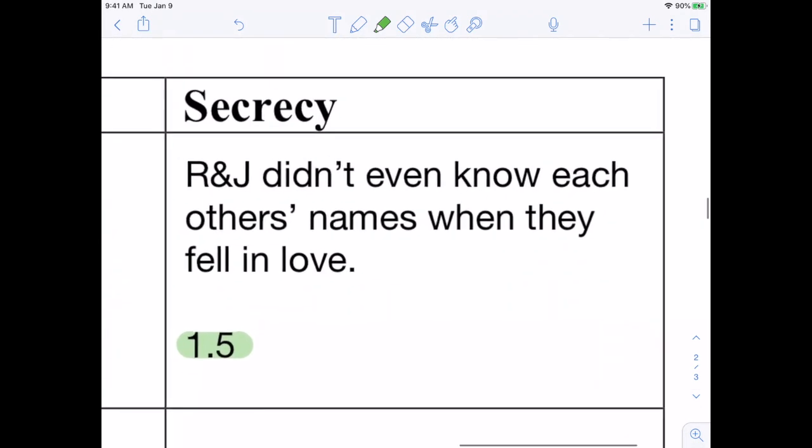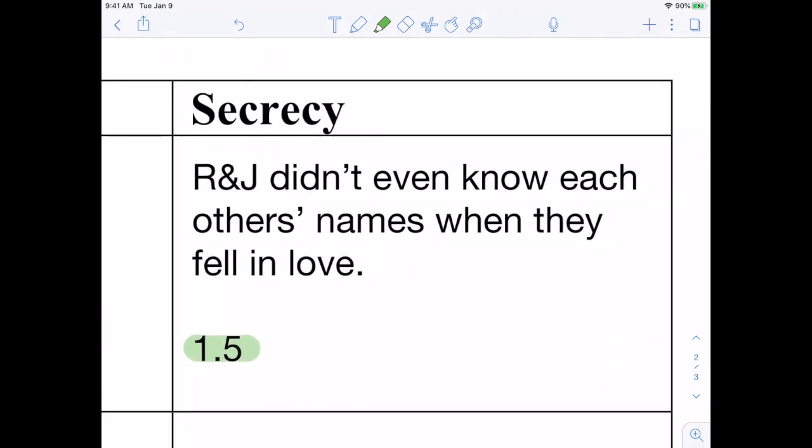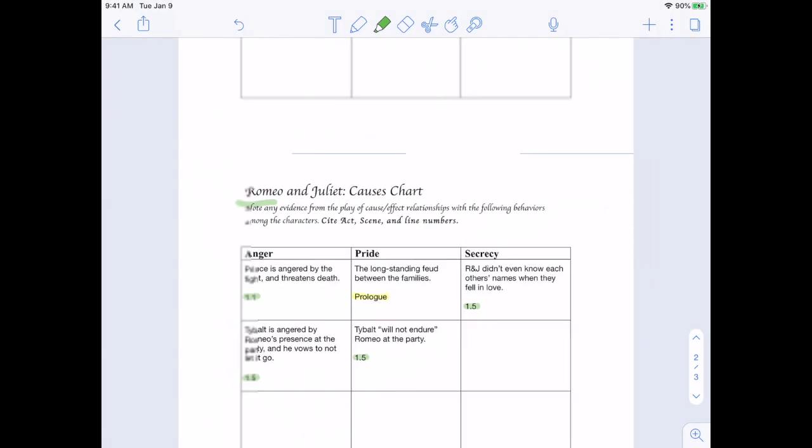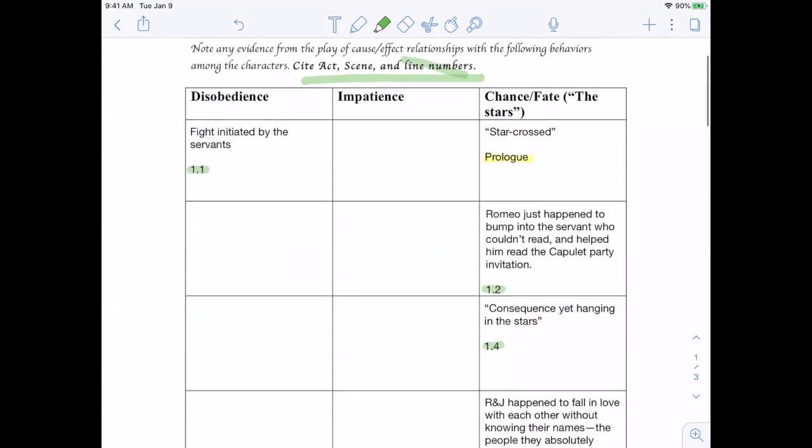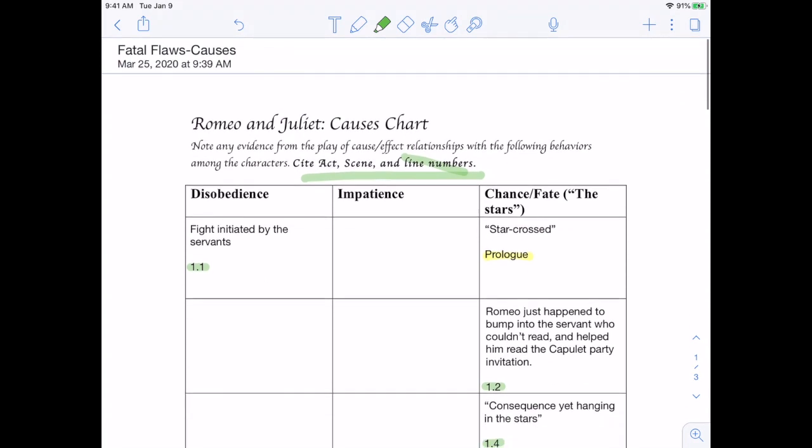For secrecy, this is kind of a weird one, but Romeo and Juliet didn't even know each other's names when they fell in love. Okay, their names were kept secret from one another. That was in Act 1, Scene 5. So again, that's the causes chart for now with Act 1 and what we know. We'll fill this in some more a little bit later.